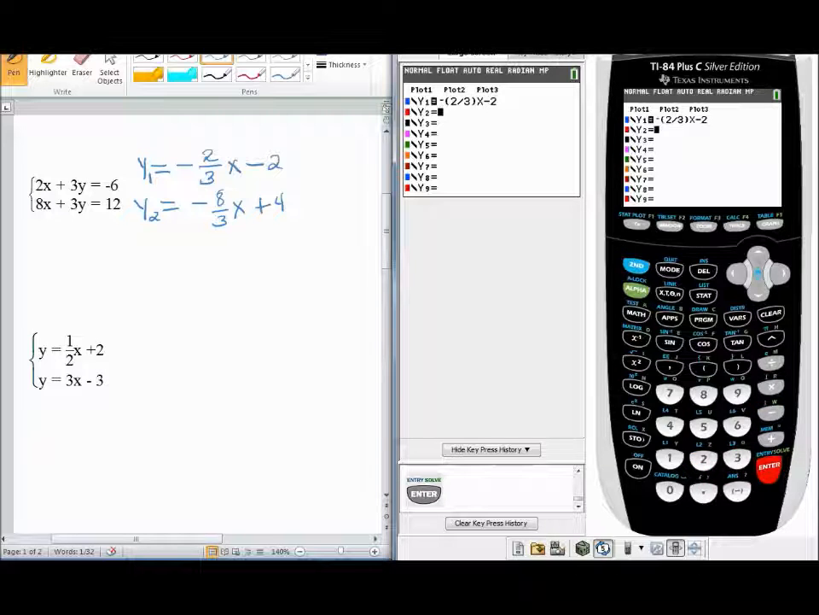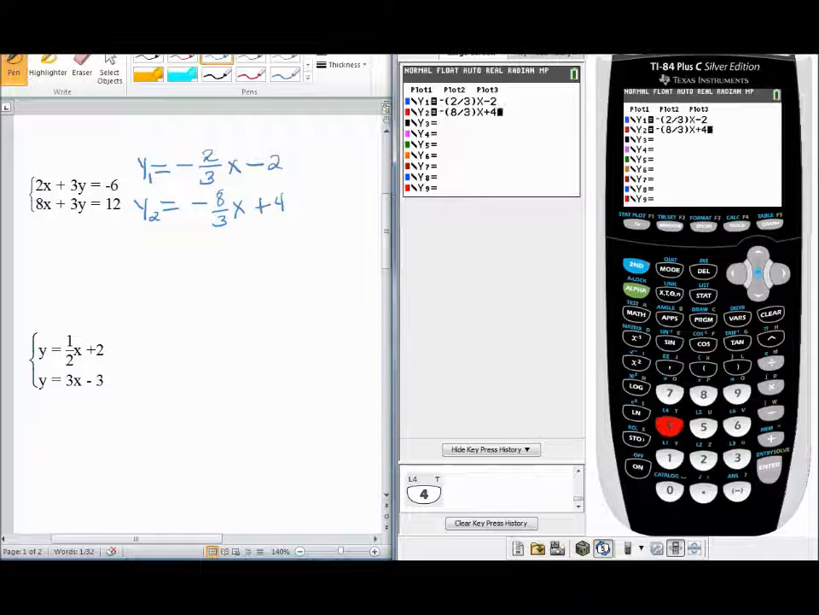And I'll hit enter. Once I hit enter, it takes me to the next y equals. So for the second y equals, I'll need to put in that second equation, and it was a negative 8/3 x plus 4. Okay? At this point, I'm doing the same thing that I did once before. Now, once I get both graphs in, I need to calculate. I need to know where they're going to intersect.